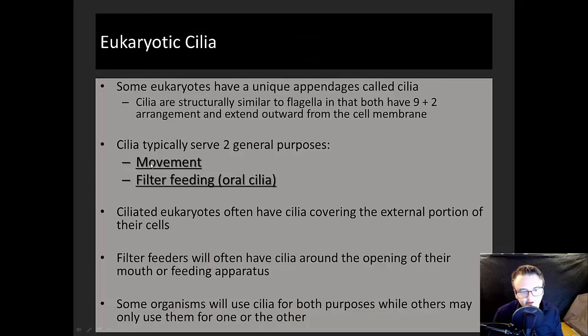Now, another feature unique really just to the cilia is a function that the cilia serve, which is filter feeding, and these are called oral cilia. Some organisms will have cilia for both movement and feeding, and some will have cilia for one or the other. But in general, across the spectrum, cilia can serve 2 functions, movement and filter feeding.